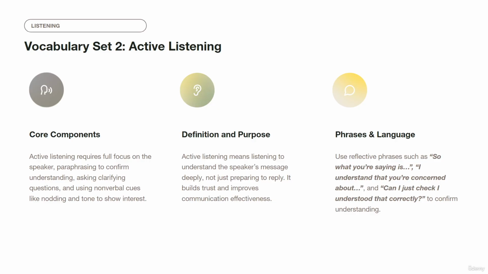So phrases you can use to demonstrate active listening are things like, "So what you're saying is," and then you paraphrase what you've understood the point to be. Or, "I understand you're concerned about." Or, "Can I just check I understood that correctly?" And if you are able to paraphrase the person's idea, they'll be happy. And even if you misunderstood, they'll be happy that you've taken the trouble to clarify and not just assumed that you know what they're talking about. So these are really useful phrases to demonstrate active listening.